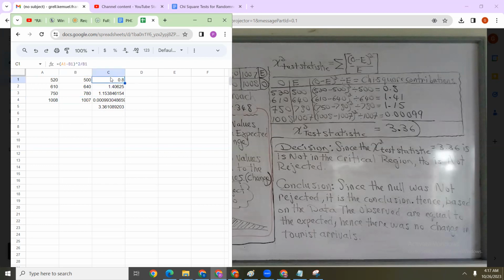Okay, if you click on column C, you will see the formula equal A1 minus B1, because the first observed is in A1 and the first expected is in B1, divided by B1, that's the first expected. O minus E all squared divided by E. And you can easily drag the formula and it will automatically calculate all the chi-square contributions. And here we've got the sum function, the sum from C1 to C4.